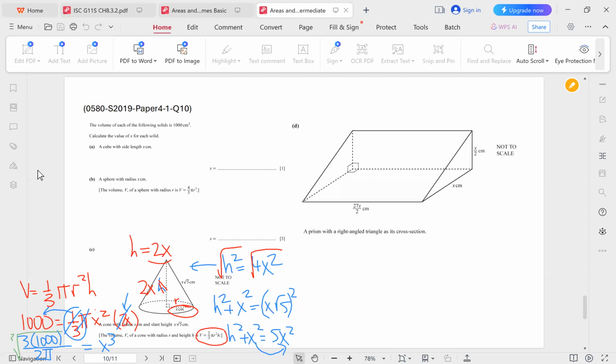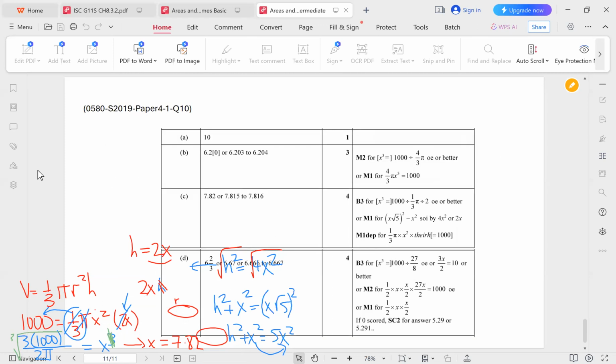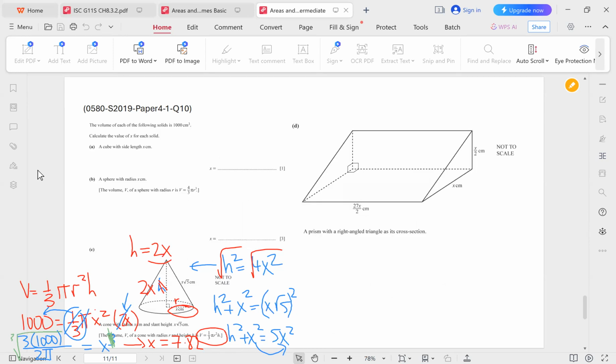Let's try to calculate that on the calculator. There is a fraction button on the calculator if you're confused. Put the numerator as 3 times 1000. Put the denominator as 2 pi. And you get for x, so we no longer have x power 3 here because we took the cube root, x becomes 7.82. Let's check the answer as well. 7.82 is correct for question C.